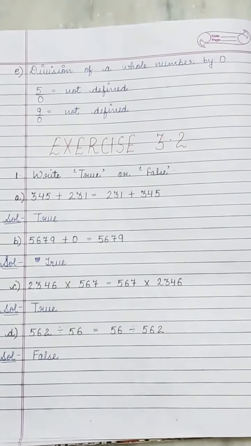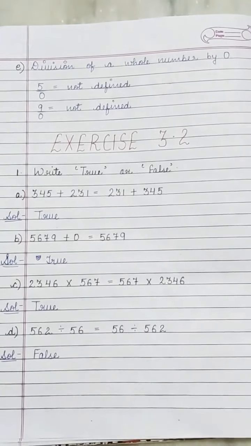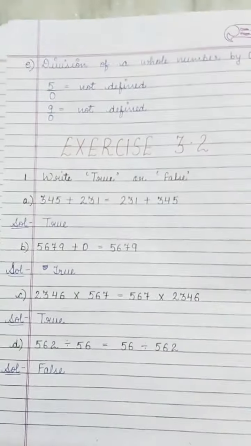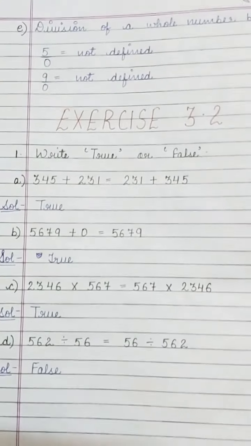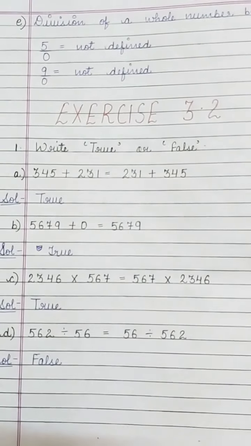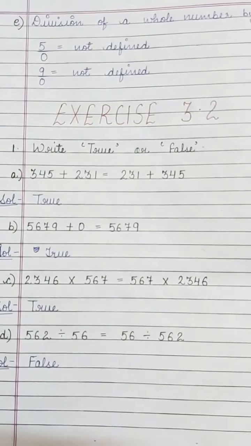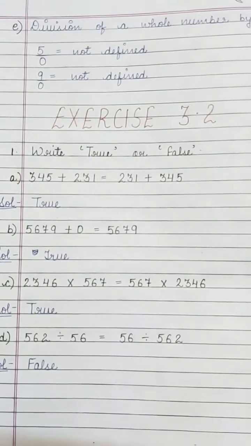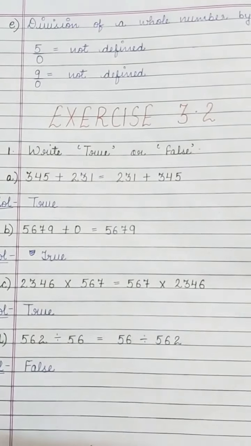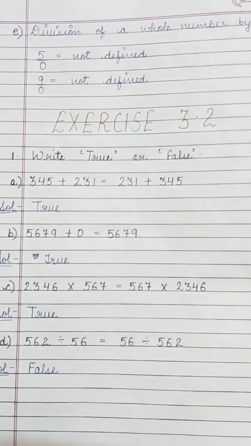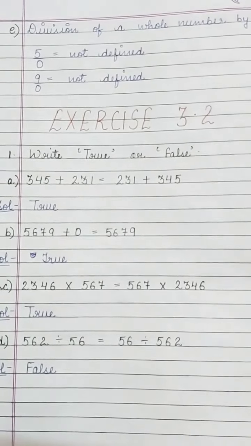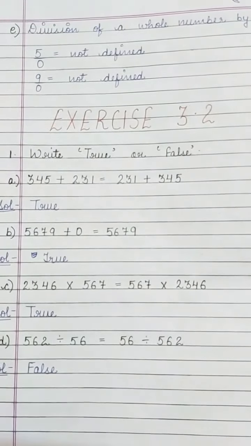Now see here, the question number 1 is write true or false. The A part is 345 plus 231 is equal to 231 plus 345. Now see here, this is what? This is the commutative property of addition. A plus B is equal to B plus A. जब भी आप two whole numbers को add करोगे, then irrespective of their order, अगर आप उनका order change भी कर दोगे तो उसका result कैसा रहेगा? Same रहेगा. So this is true.